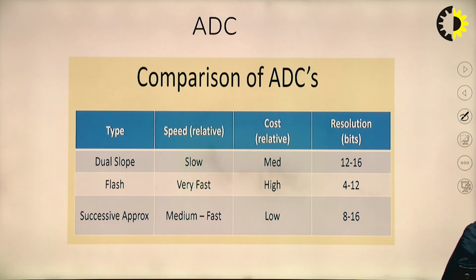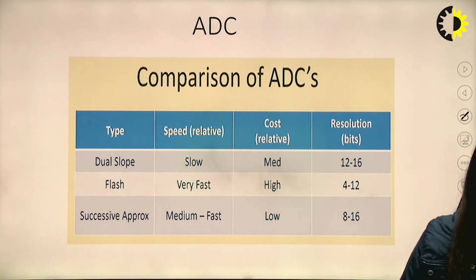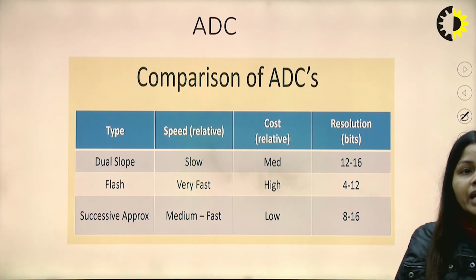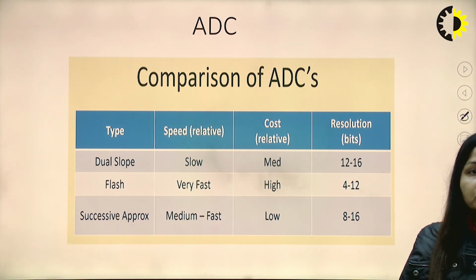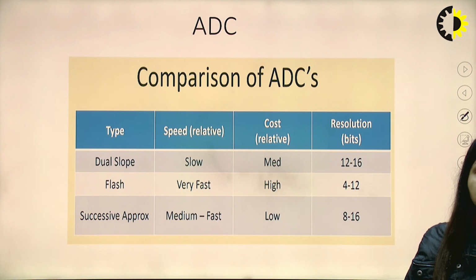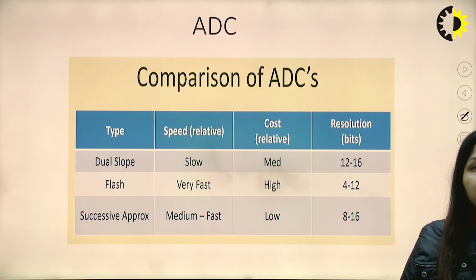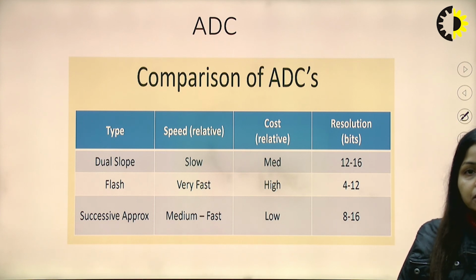So in the comparison of ADCs, as we can see, for dual slope, flash and successive approximation, the speed is very fast in the flash type, medium in successive approximation, and dual slope is not so much used. The resolution and the cost are also compared, as represented in the slide.